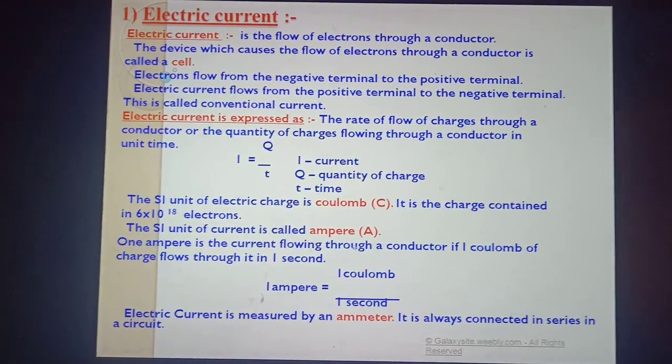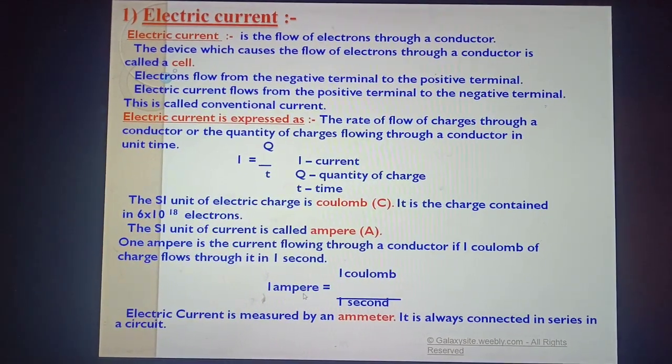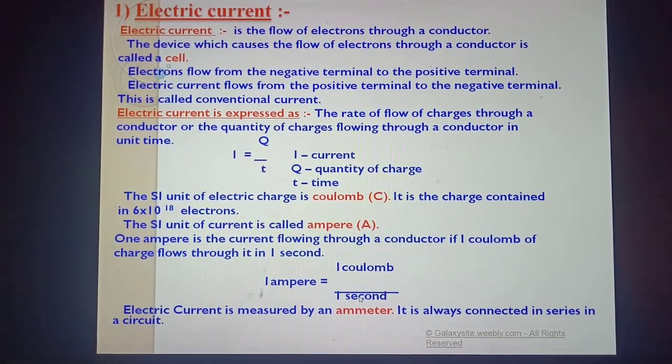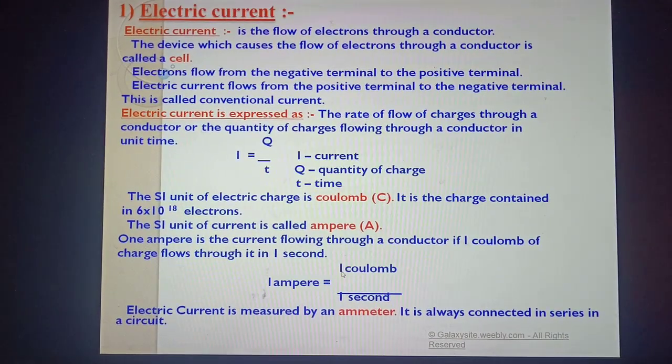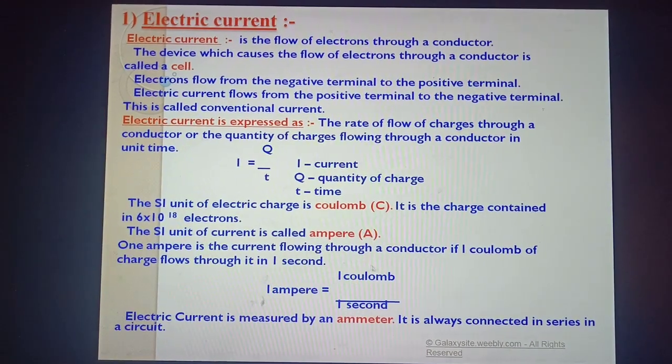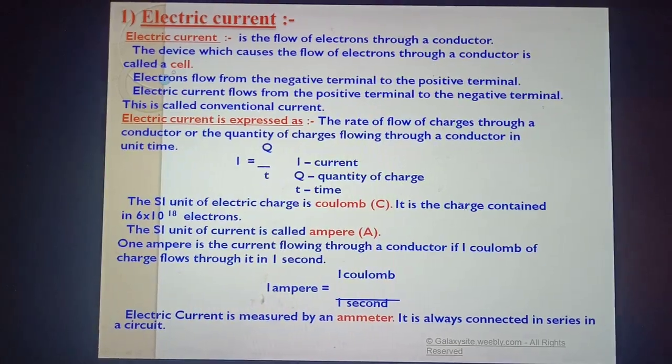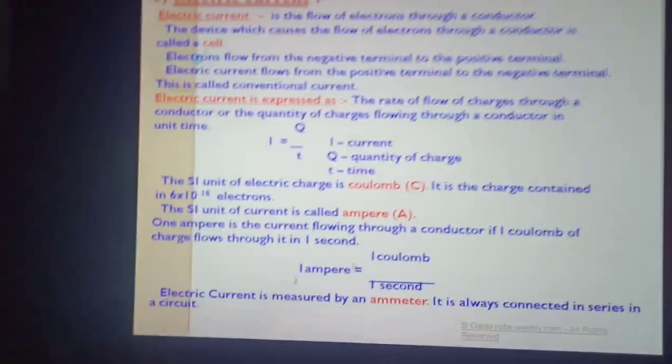So what is 1 ampere of current? We write 1 ampere equal to 1 coulomb upon 1 second. If 1 coulomb of charge is flowing through a conductor in 1 second, then the current will be equal to 1 ampere.